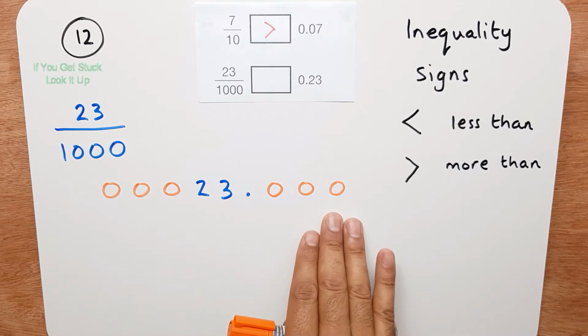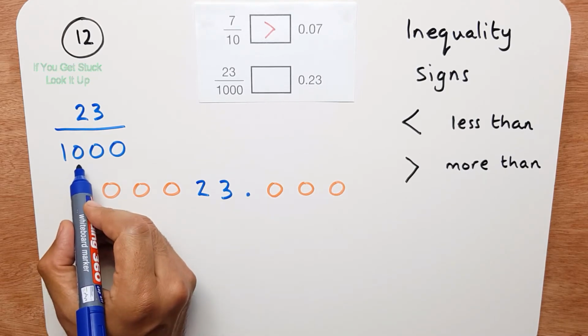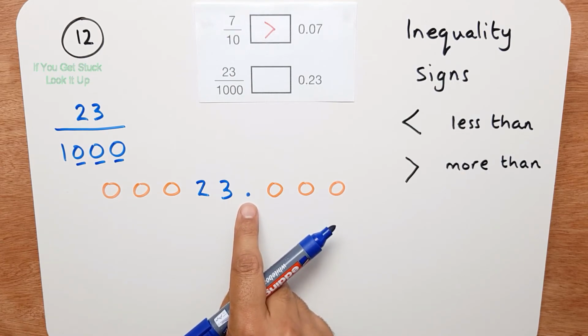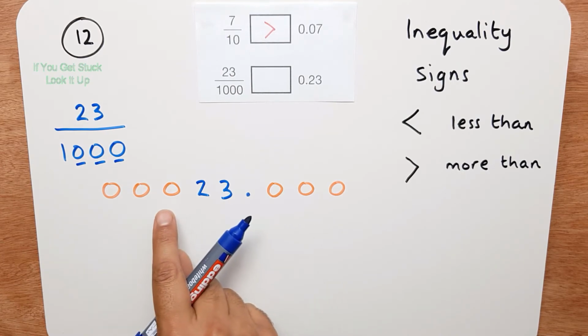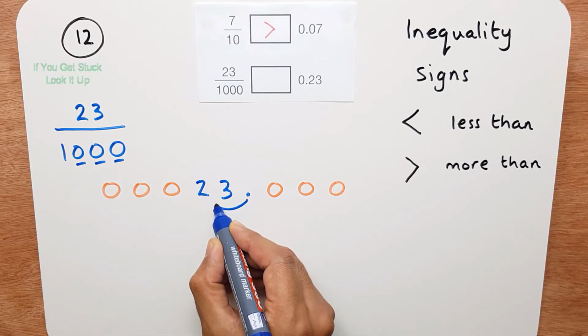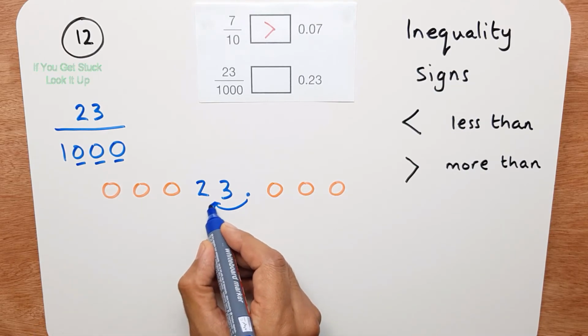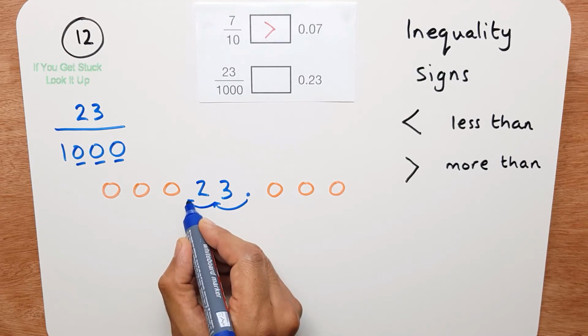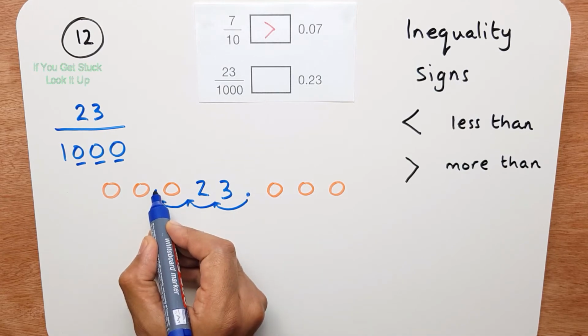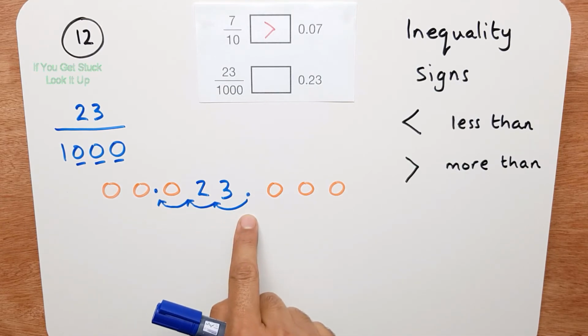So I've done all this now. Now how many zeros have I got? 1, 2, 3. So I'm going to move this decimal point to the left 3 times. So 1 place, 2 places and 3 places. So this decimal point ends up here. Now I'm going to remove this.